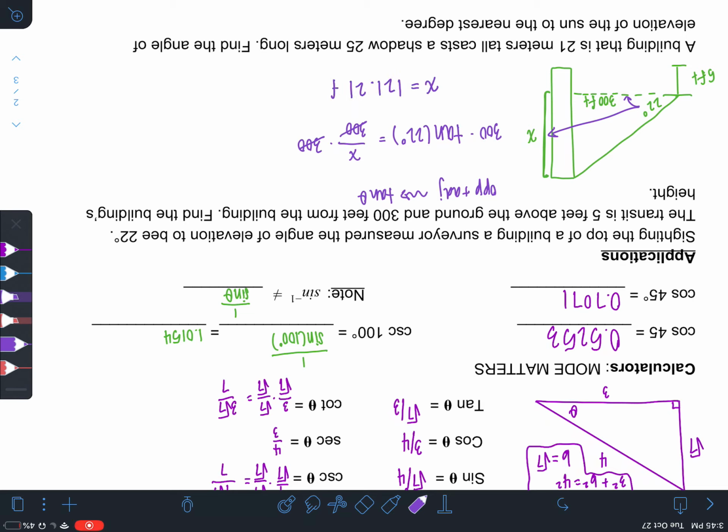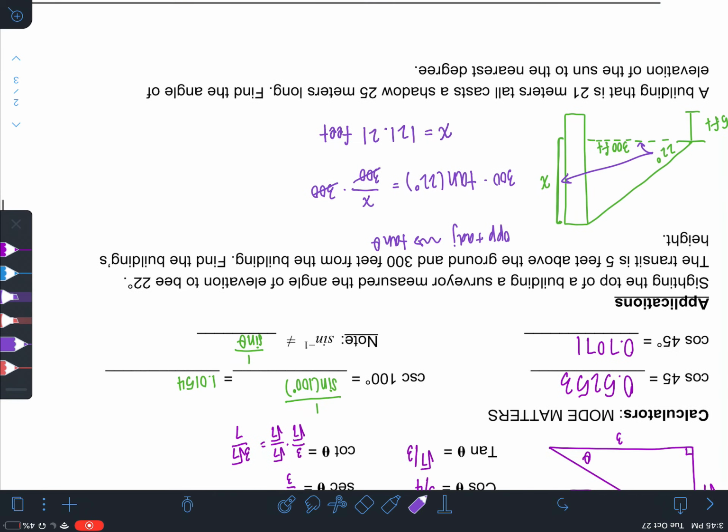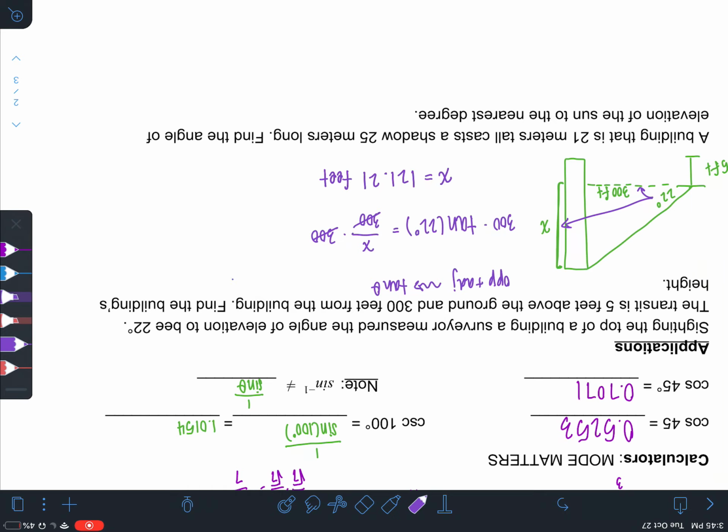And that is feet. But that's not what it's asking for. It's asking for the height of the building. So we have to take 121.21 plus 5 to get our height of the building is 126.21 feet as our total height of the building.